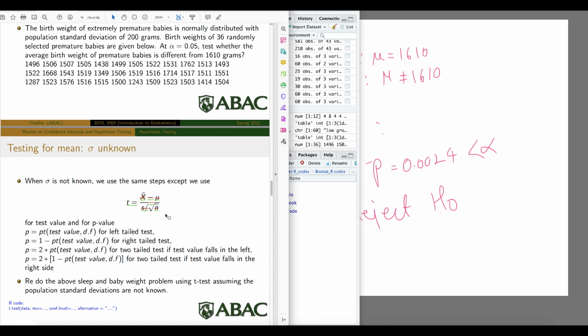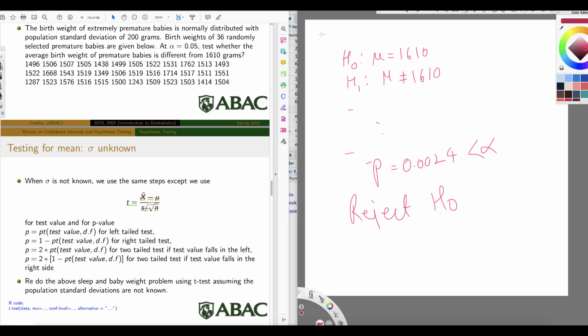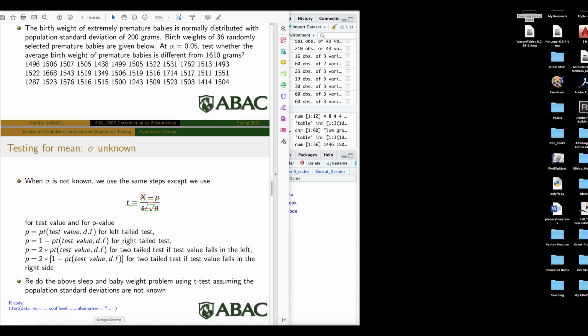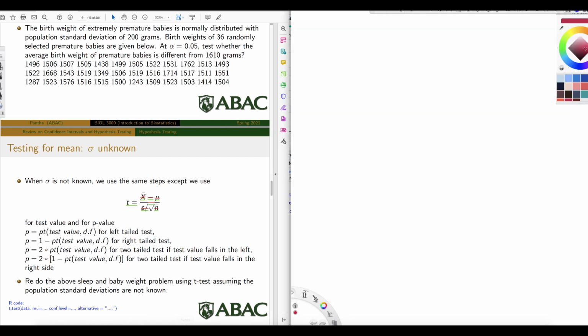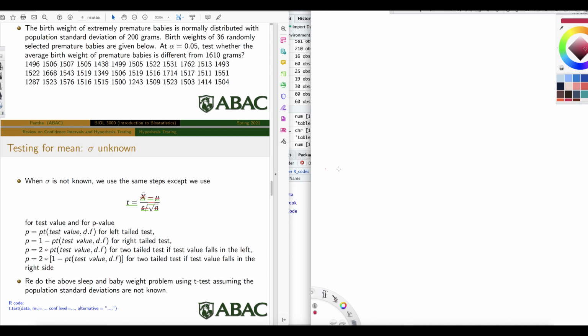Anyway, so if sigma is not known, then all the steps are exactly the same, okay? The only difference is you will have to find out the test value slightly differently. We denote it by t instead of z, which we had previously. And we'll have x bar minus mu over s over root n. Why? We don't have sigma over root n there because sigma is not known. So you will find the sample standard deviation s and divide by the root n in the denominator, okay?